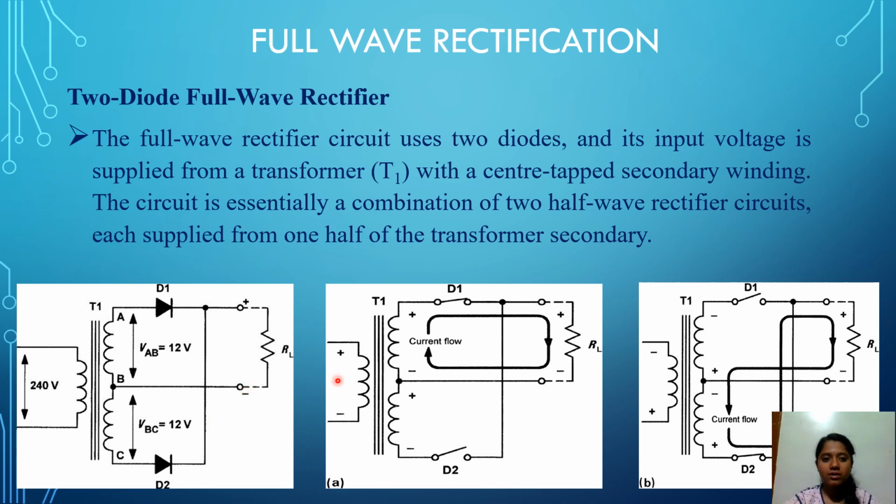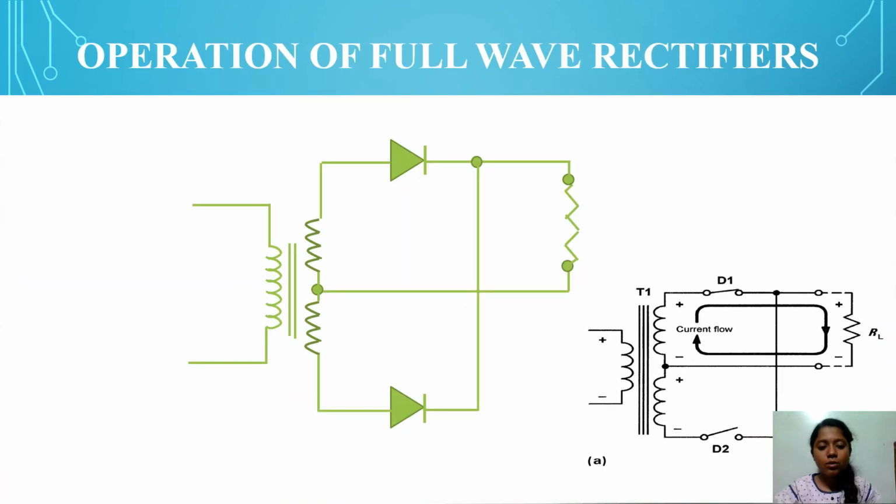There are two cases in full wave rectification. The first case deals with the positive half cycle, and the second case deals with the operation of the negative half cycle. So now let's learn about the operation of the positive half cycle and the negative half cycle. So, operation of full wave rectifiers.